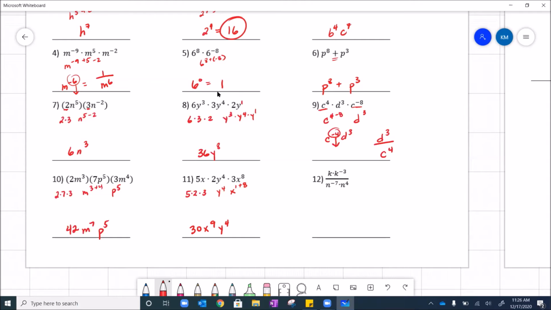Number 12, notice here that this k didn't have a number by it, but it's k to the 1st. K to the 1st times k to the negative 3, that's k to the negative 2. N to the negative 7th, n to the 4th, that gives us n to the negative 3. Negative exponents aren't happy there, let's make them happy. And so I have n to the 3rd over k squared.